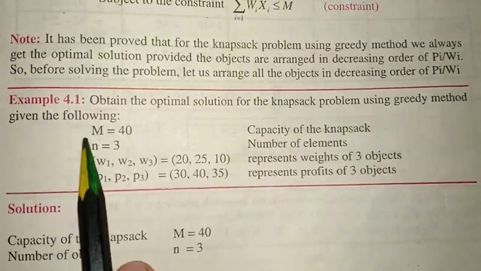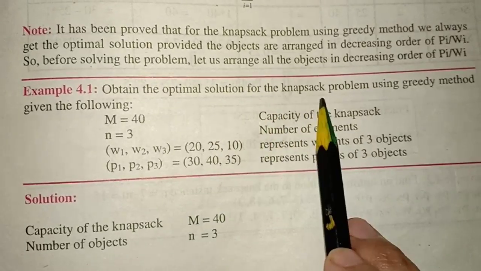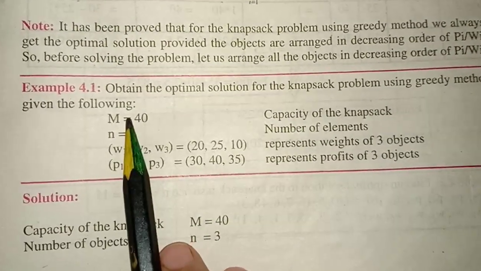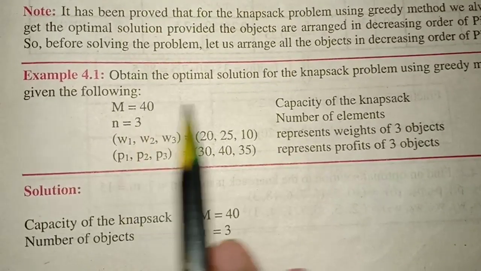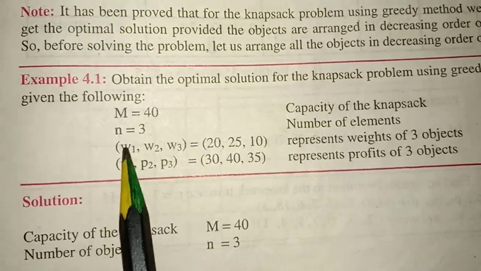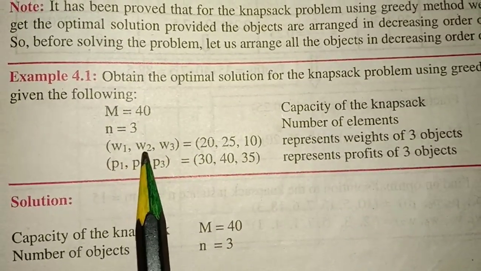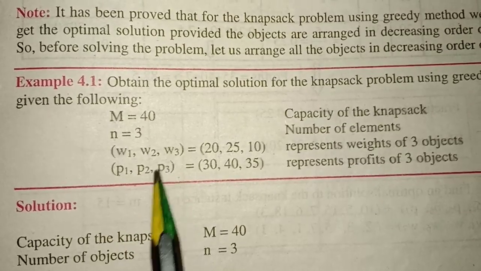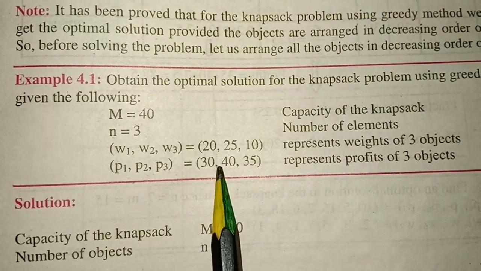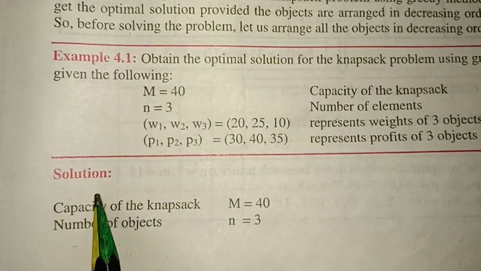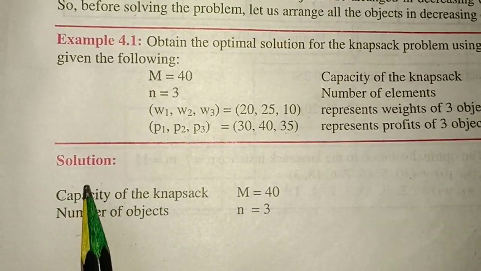So we will go through one problem here. This is the example: obtain the optimal solution for the knapsack problem using the greedy method given the following, that m is equal to 40, that is capacity is 40, n is equal to 3, that is number of elements, and these are the weights w1, w2, w3: 20, 25 and 10, and these are the respective profits p1, p2, p3: 30, 40 and 35.